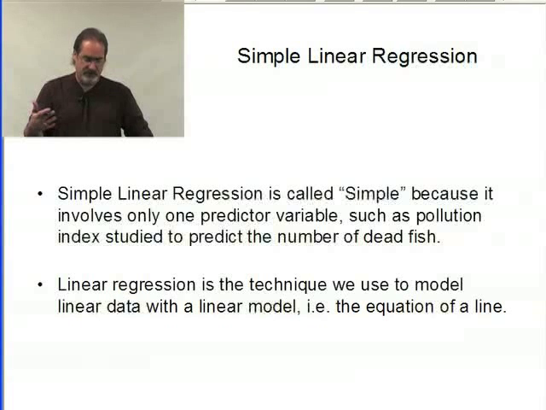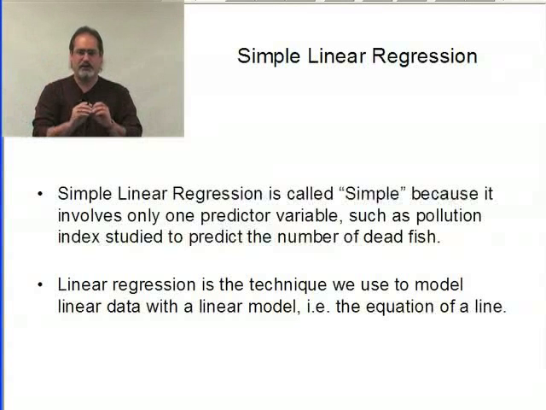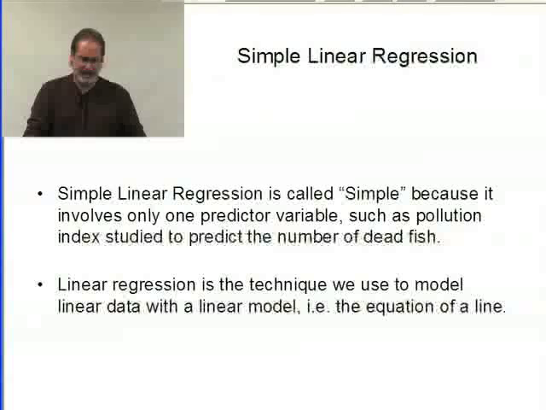Simple linear regression is called simple because it involves only one predictor variable, such as the pollution index that we studied and the number of dead fish, or the amount of sugar and the number of cavities. Pollution was used to predict dead fish. The amount of sugar could be used to predict the number of cavities.